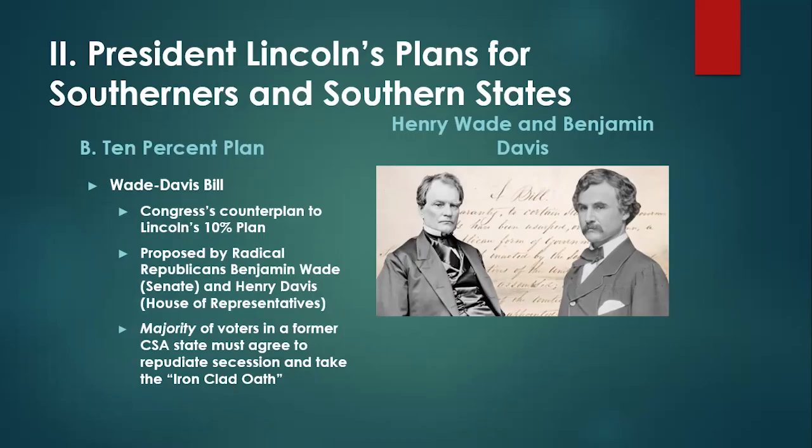They suggested that a majority of voters in every southern state needed to not only agree to repudiate secession, but also needed to take what was called the Ironclad Oath. The Ironclad Oath was an oath in which a person swore that they had never served the Confederacy in any form. Okay. So essentially, what this would mean is that anybody who had served the Confederacy, whether it was in the military or in the Confederate government, would not be eligible for the kind of readmission status here without going through some kind of extra process.